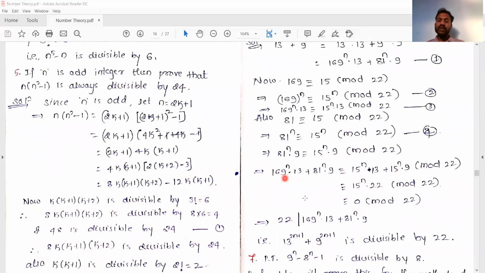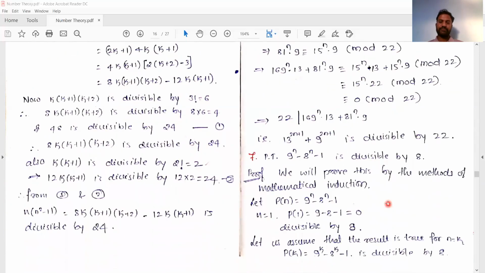Therefore the remainder we got is 0, hence we can say that 22 divides 169 raised to n into 13 plus 81 raised to n into 9. That is nothing but 13 raised to 2n plus 1 plus 9 raised to 2n plus 1 is divisible by 22.